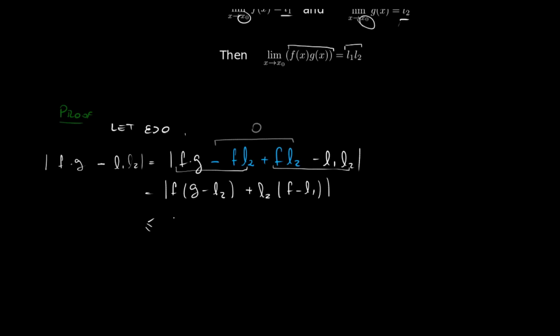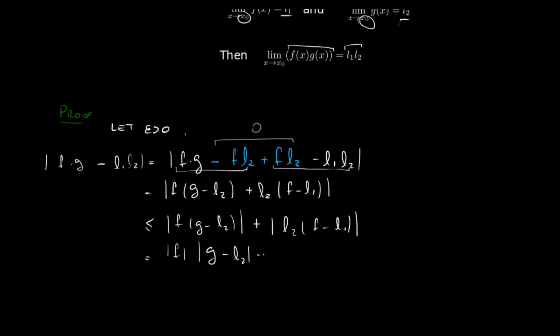Now we can use the triangular inequality and say that this is smaller than or equal to the absolute value of f times (g minus L2) plus the absolute value of L2 times (f minus L1). Now we have a product, and the absolute value of the product is the product of the absolute values, so we take f outside, and we have the absolute value of f times the absolute value of g minus L2 plus the absolute value of L2 times the absolute value of f minus L1.